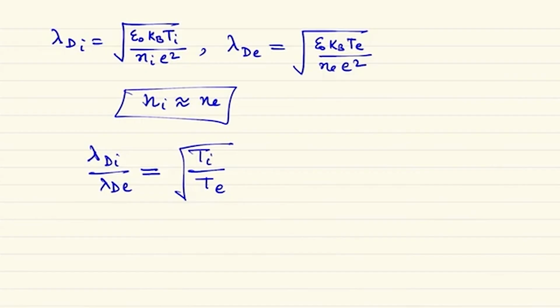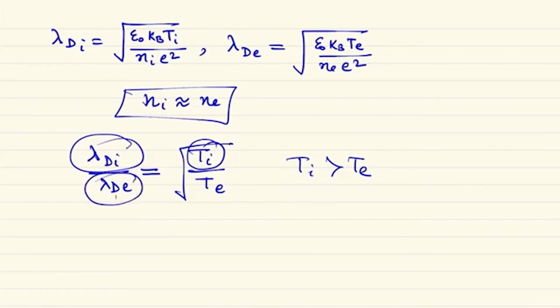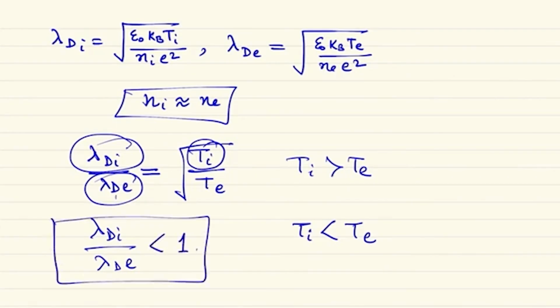So if in a plasma the ion temperature is greater than the electron temperature, then the ionic Debye length will be greater than the electronic Debye length, right? And if the ionic temperature is less than the electronic temperature, then the ionic Debye length will be less than the electronic Debye length. This situation is known as hot plasma.